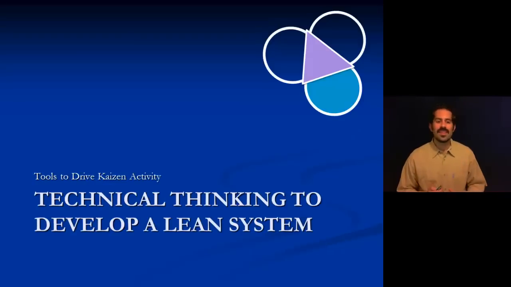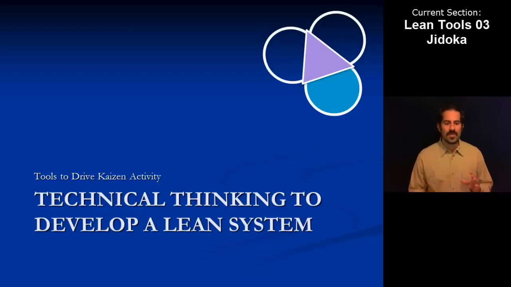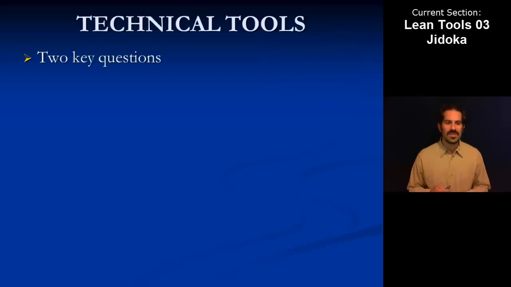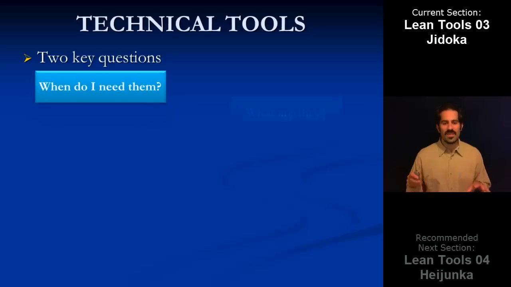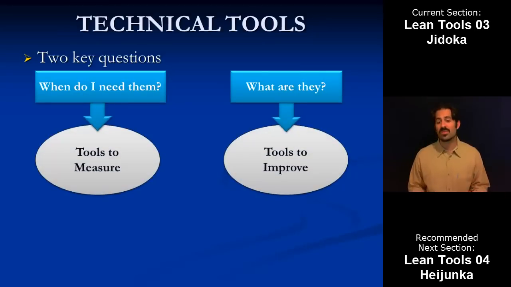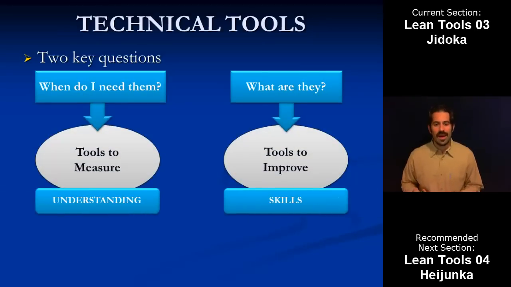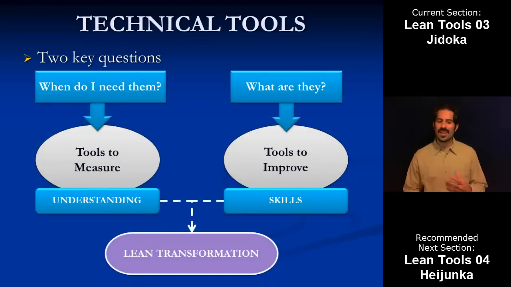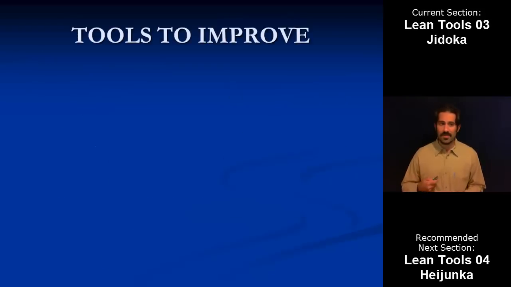We're still in the technical tools module, focusing on some of those technical skills. Again, just as a refresher, in that technical tools area there are two main things we focus on: tools to measure and tools to improve. The tools to improve is what we're covering, and that's the skill side, from the technical perspective, of how we want to go about affecting this lean transformation that we're after.